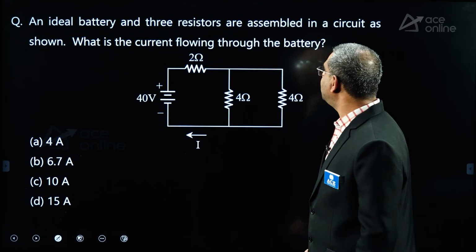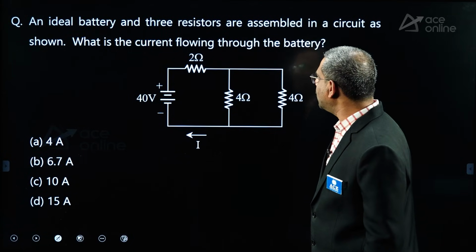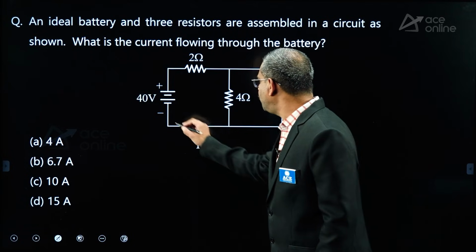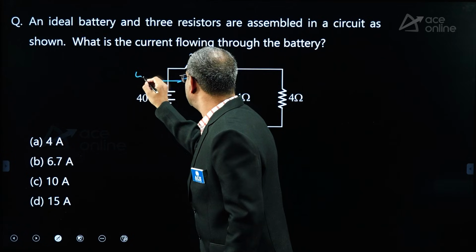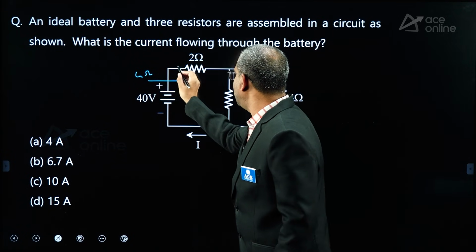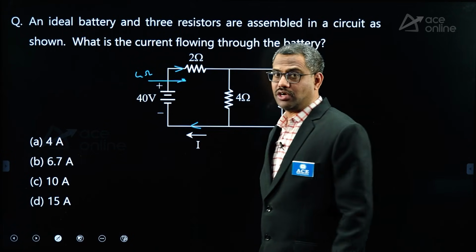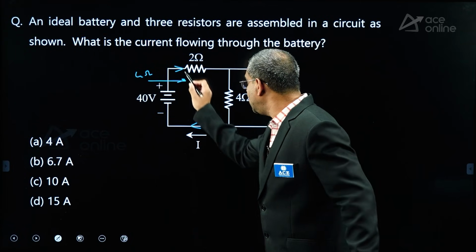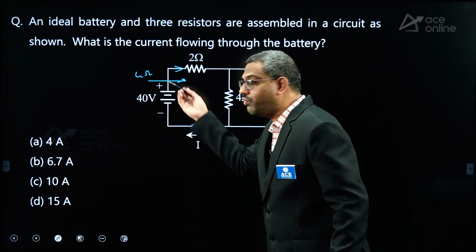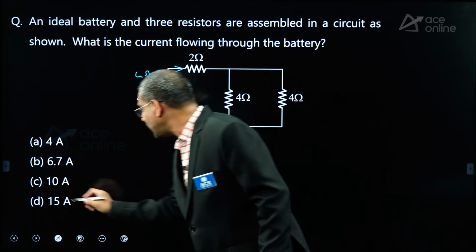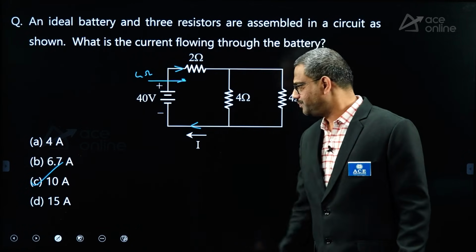In an ideal battery, there are 3 resistors assembled in the circuit. What is the current flowing through the battery? Now the current flowing is the total current. The total resistance is 4 parallel 2 plus 2, 4 ohms. So 40 by 4 is 10. 10 will go and 10 has to come back. That is the law of conservation of charge. Whether he is asking here or here, it is the same, because the total current will go, divide, and again come back. So 40 by 4, 10 ampere. 10 ampere has to come back. So the answer is C.